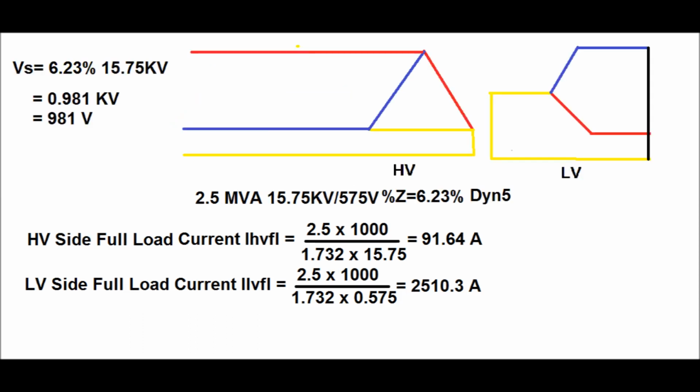In this case the impedance voltage shall be applied on the HV side, keeping the LV side shorted, to carry the full load current on both sides of the transformer. Here the impedance voltage means 6.23% of the HV side rated voltage, that is 15.75 kV, which is equal to 0.981 kV or 981 volt. So if we apply 981 volt on the HV side, keeping the LV side shorted, then full load current will flow on both sides of the transformer.